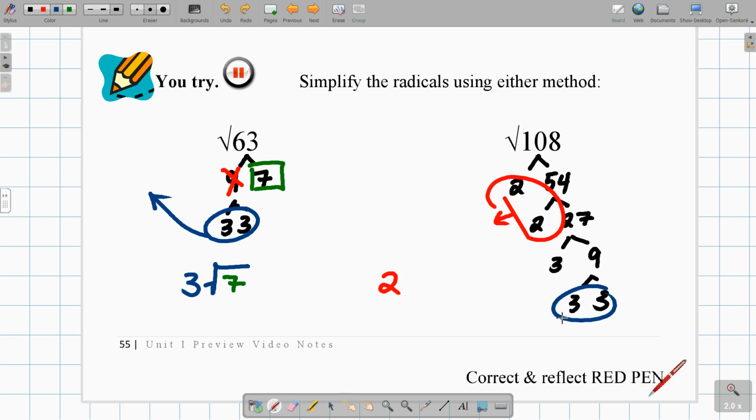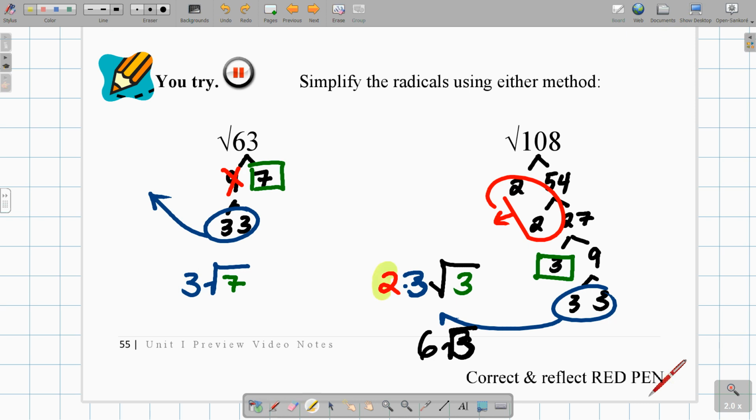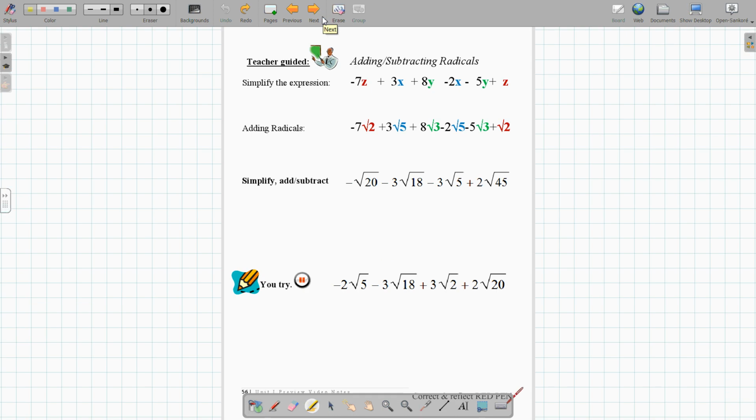Now we're going to add or subtract a radical. The best way for me to teach this is pull on what you already know. I have this actually color-coded. Let's take a moment. If we have negative 7z plus 3x plus 8y minus 2x minus 5y plus z. If I ask you to simplify that algebra, let's do it together.